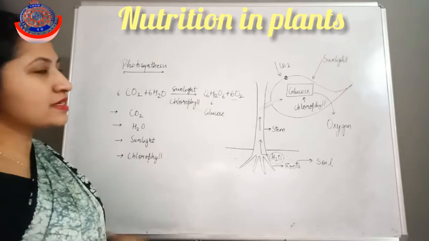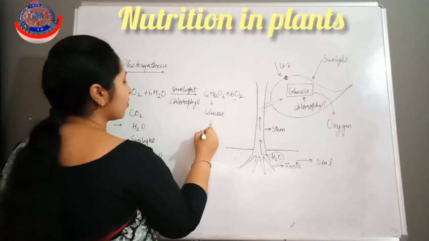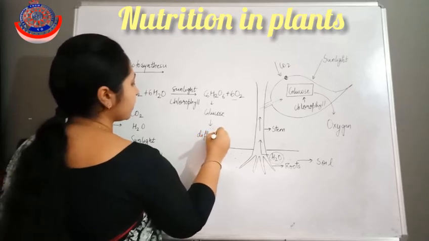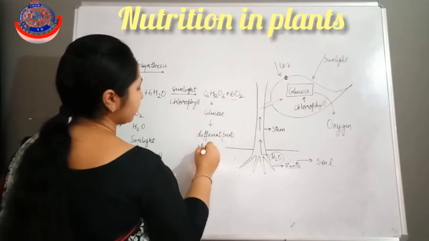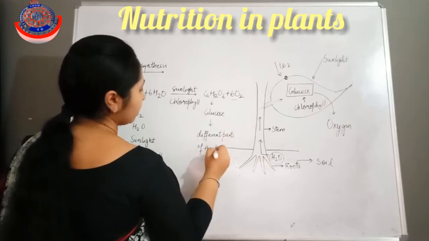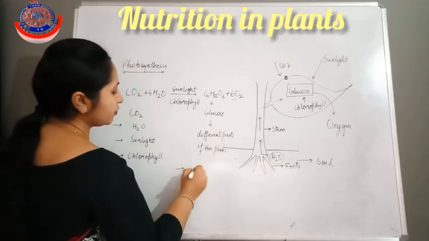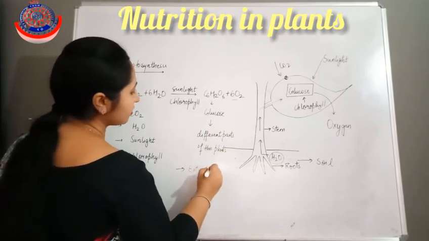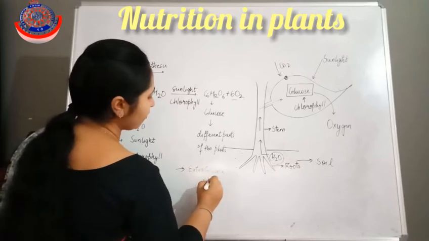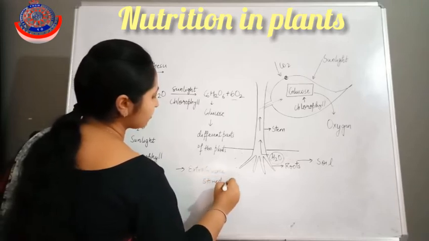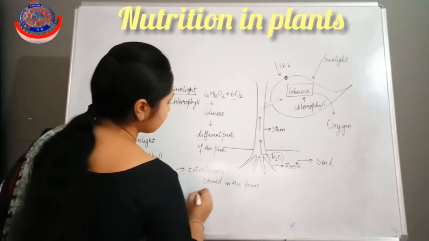Okay, now next, this glucose is transported to different parts of the plants, and the extra glucose will be stored. Extra glucose is stored in the form of starch.